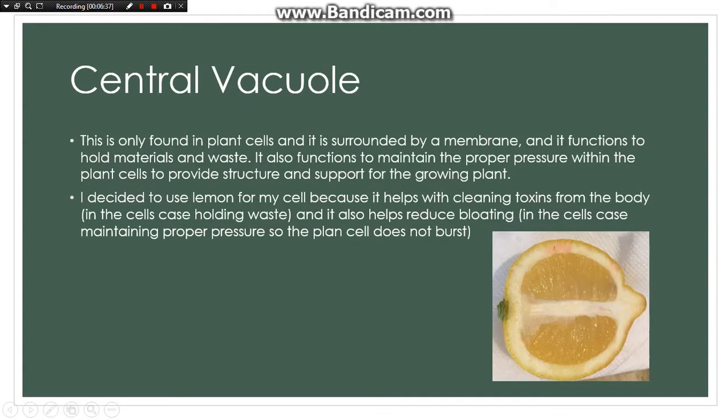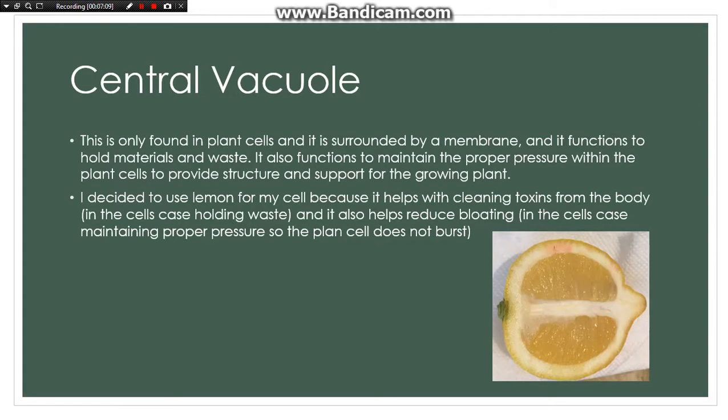So the central vacuole, I used a lemon. It's only found in plant cells, and it is surrounded by a membrane, and it functions to hold materials and waste. It also functions to maintain the proper pressure within the plant cells to provide structure and support for the growing of the plant. Why I decided to use a lemon is because it helps clean the body of toxins.